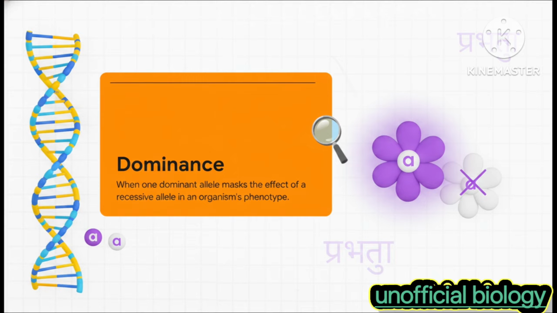Visualize a vibrant purple flower gene pairing up with a white flower gene. Because of probuta, the purple allele completely hides or masks the recessive white one. So the resulting flower is completely purple, even though that white instruction is secretly hiding right there inside it.